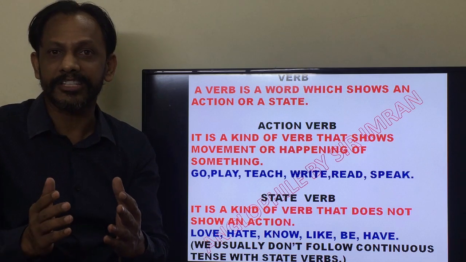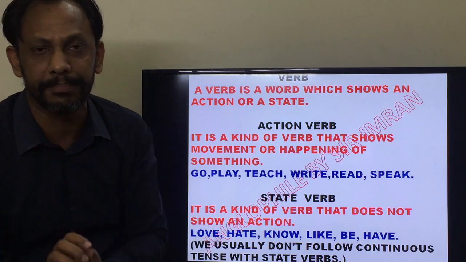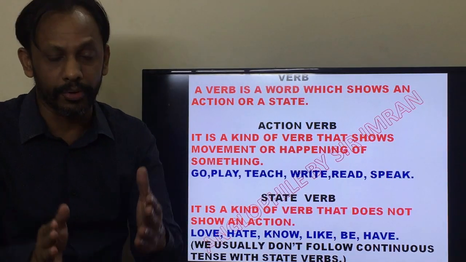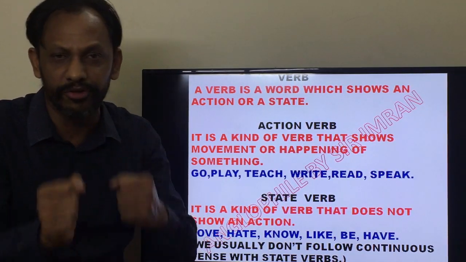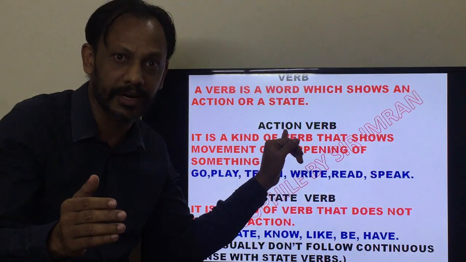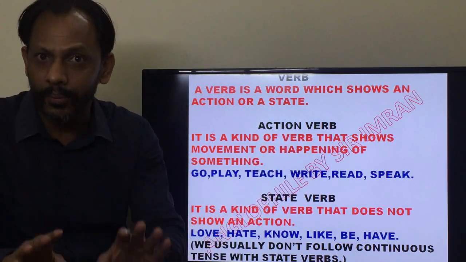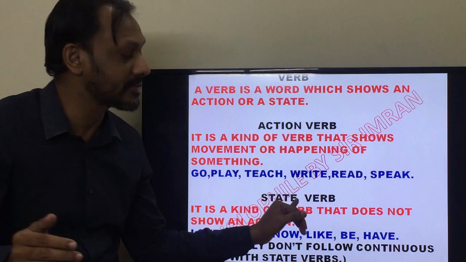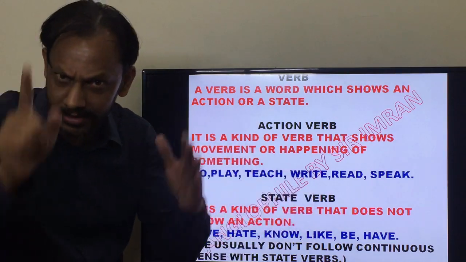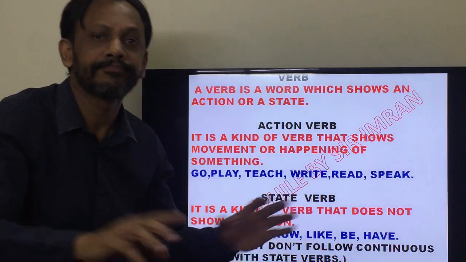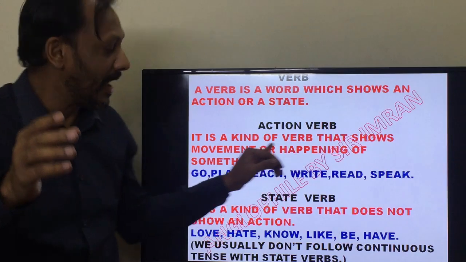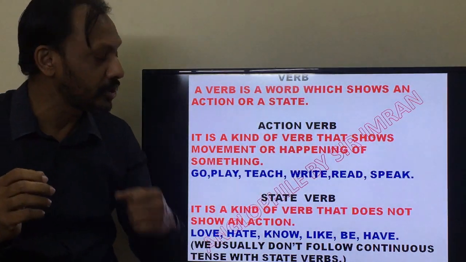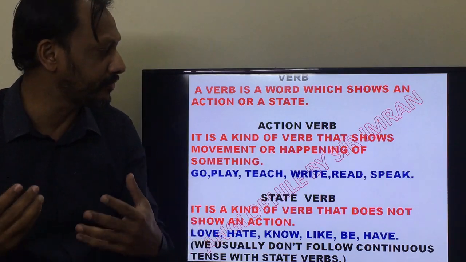Let me re-explain in other words, let me simplify this. When we make a sentence in which there is some movement, it means that it has an action verb. And if you make a sentence in which there is no movement yet it gives a proper sense, it means that it has a state verb. No action means it has a state verb. An action verb is a kind of verb that shows movement or happening of something.